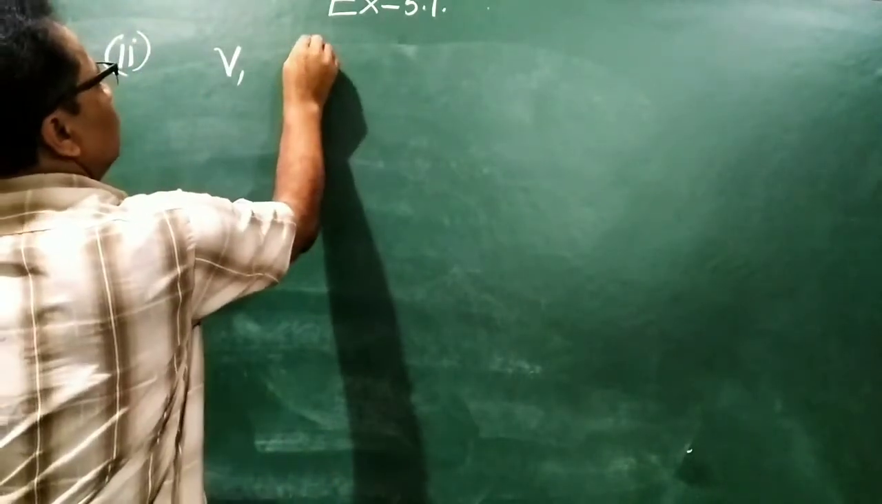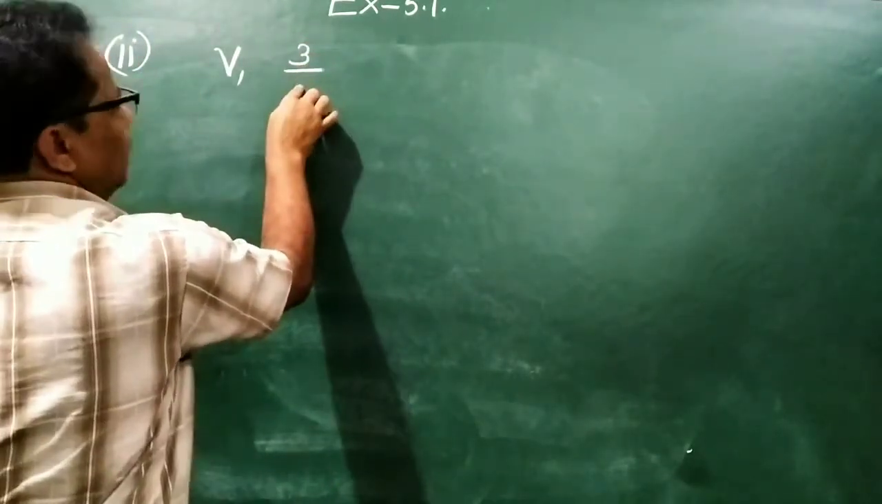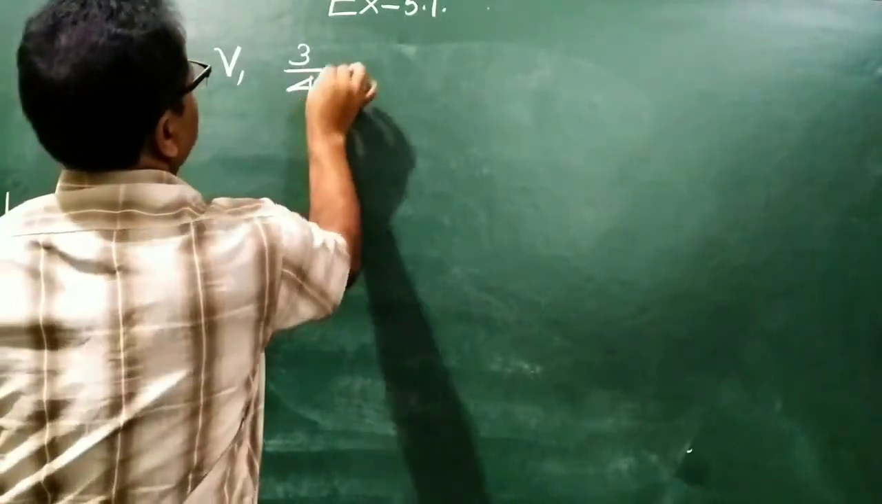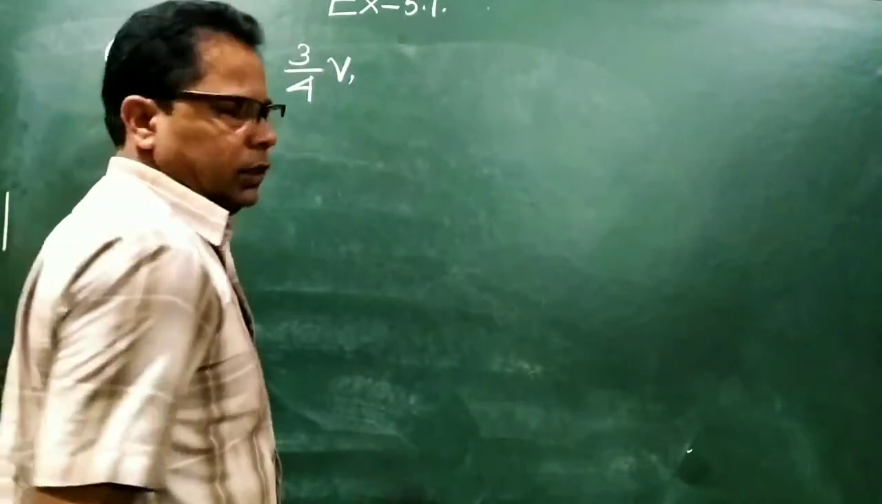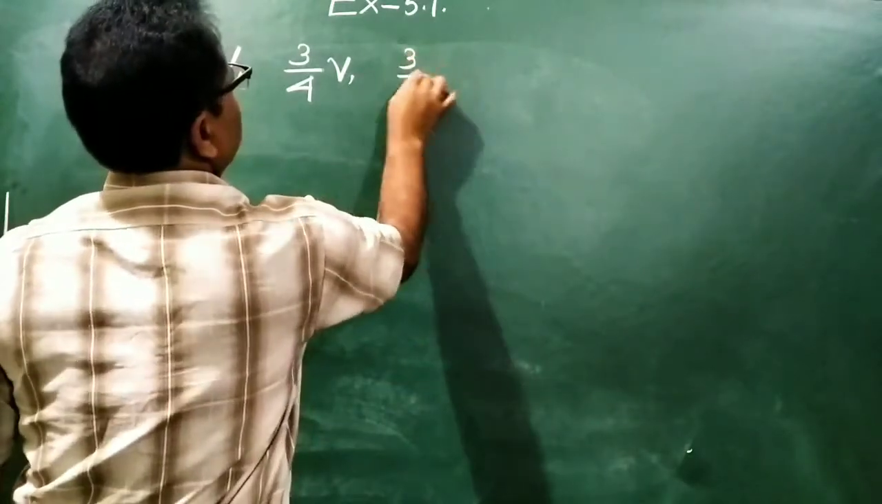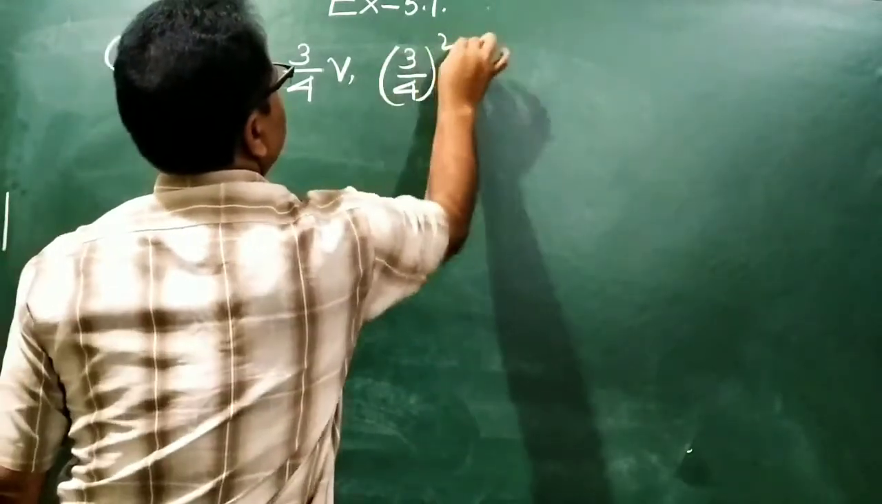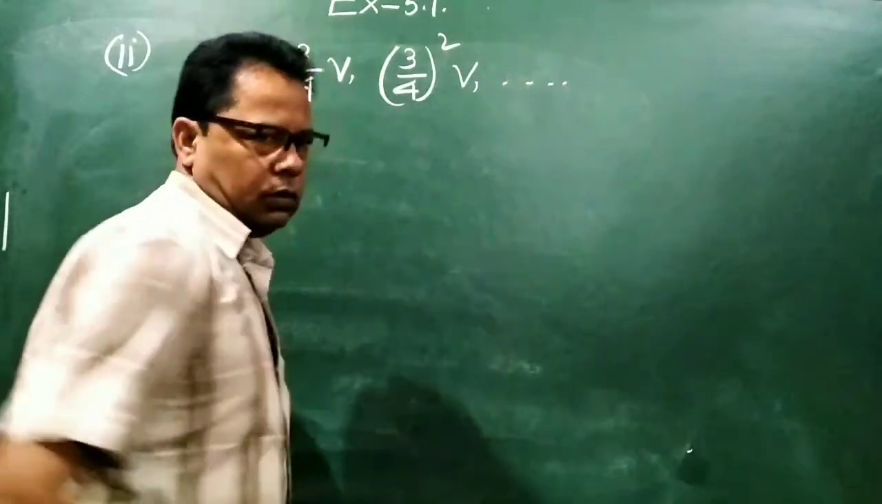Then what will be the next volume if 1/4 is removed again? Then 3/4 V, and next 3/4 again will come, so it is (3/4) squared V. In this way it will go on.